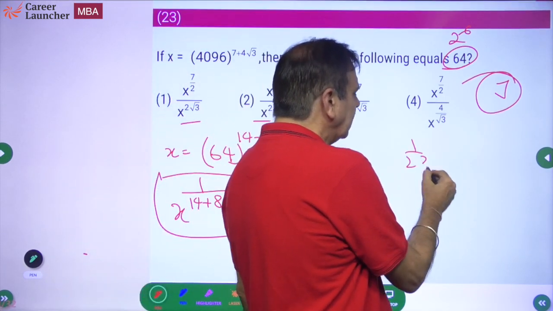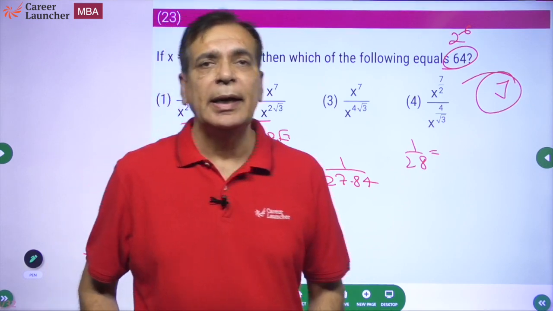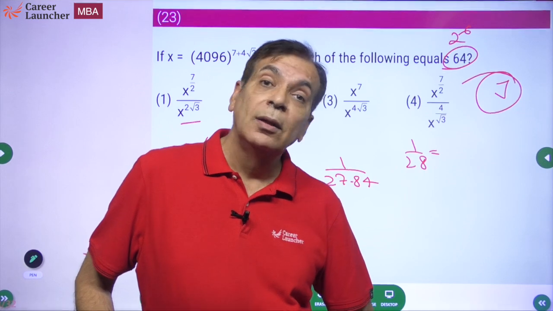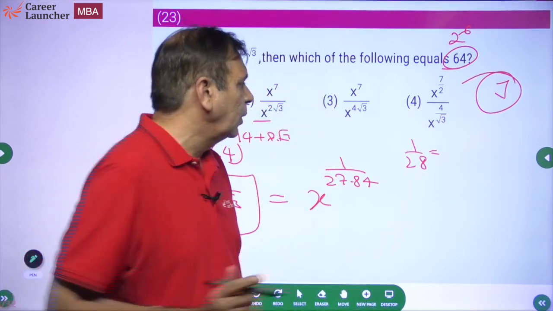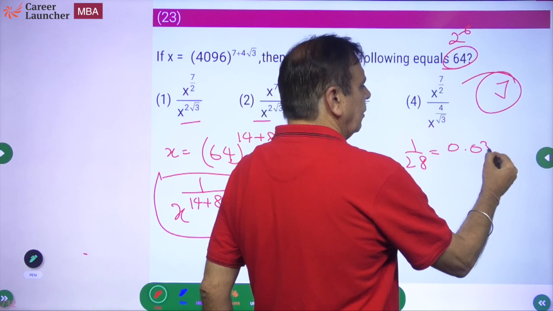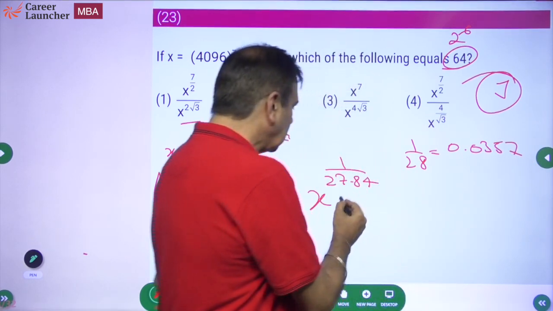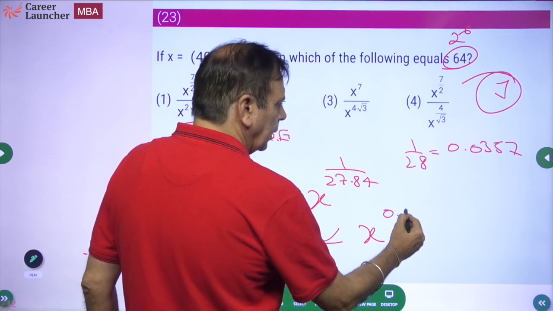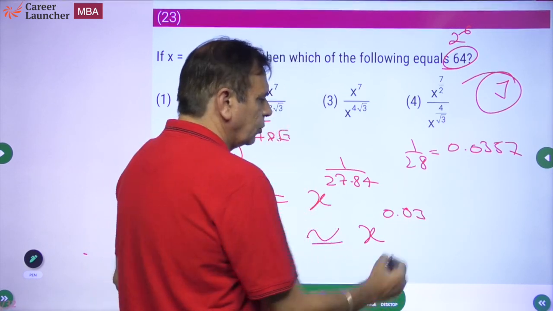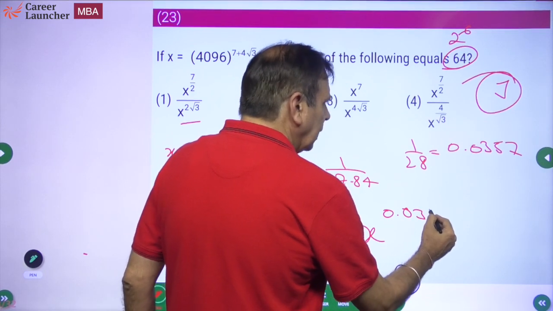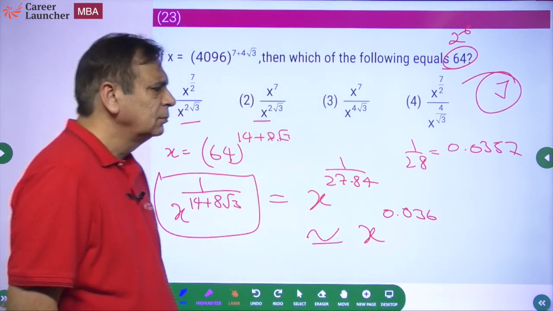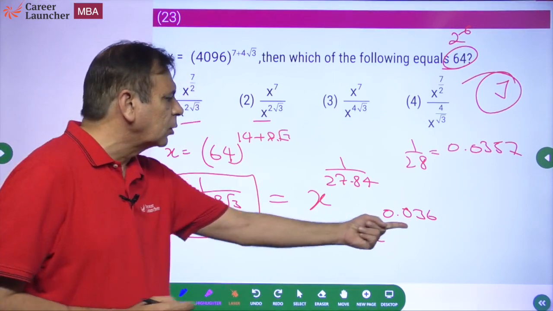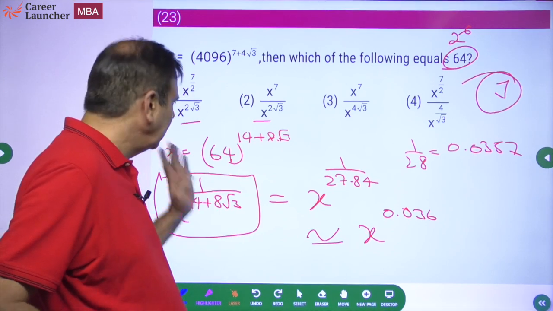I hope you remember your reciprocals. What is 1 by 28? 1 by 14 is 7.14%. 1 by 28 is 3.57%. So I can say 1 by 28 is 0.0357. Can I say this is approximately equal to x to power 0.03 or 0.036 or 0.037? It could be anything, right? It is approximately 0.036. So the power has to be approximately 0.036, right?